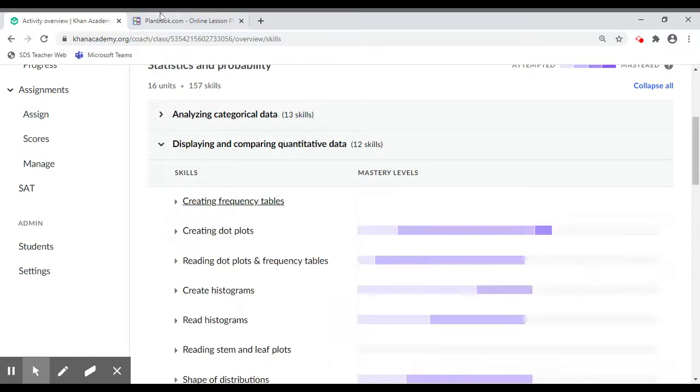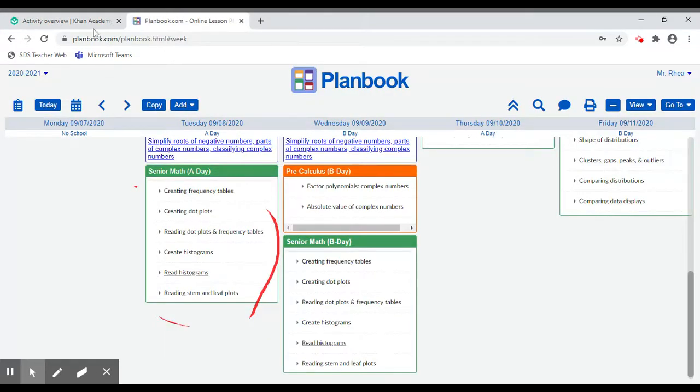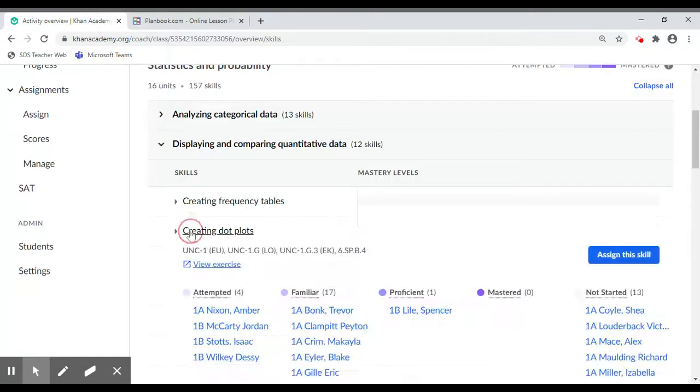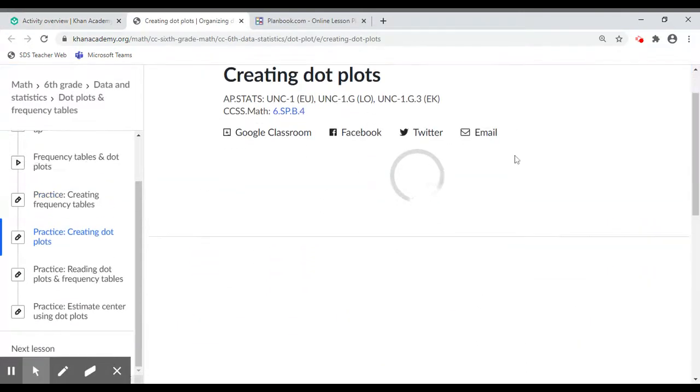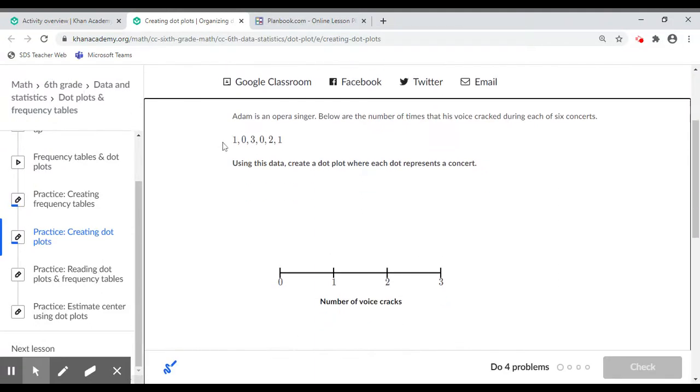Next one is creating dot plots. So next is dot plots. All of these have to do with real simple data stuff, all right? So using this data, create a dot plot where each dot represents a concert. First, we're not sure what to do, but if you click down here, you notice you can drag and move however many dots there are. Pretty neat, right?